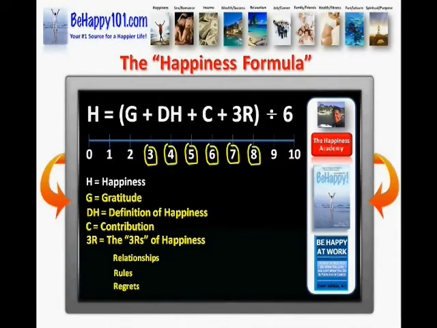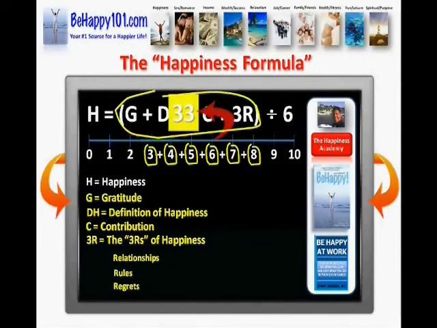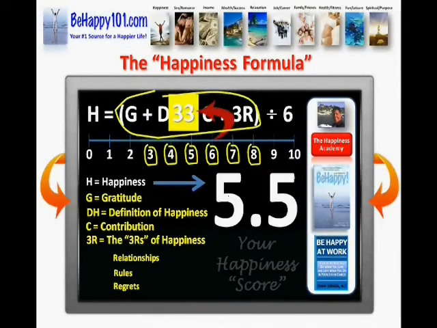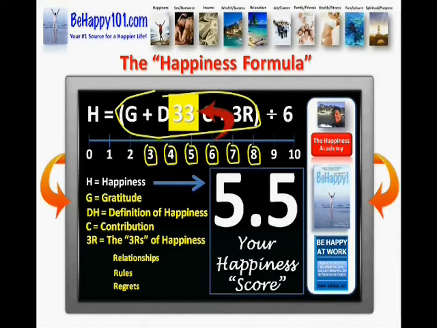So now, according to the formula, when you have numbers in all of these areas, you add these up: G plus DH plus C plus 3R. When you add them up in this example, you get the number 33, which then, if you divide this by 6, you get 5.5, which is essentially your happiness score.